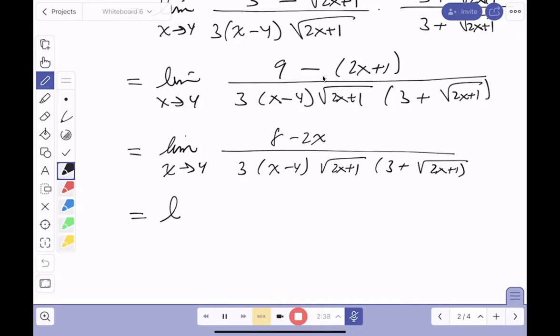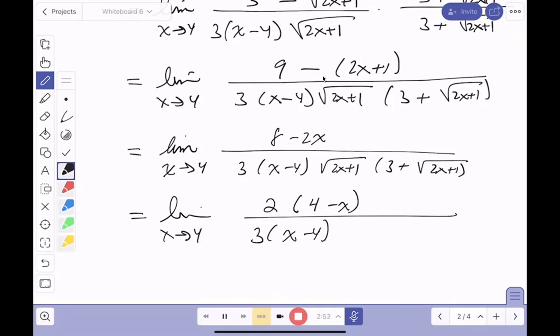What does that give you? That would give you 8 minus 2x, right? I'm still in trouble. Well, I'm going to keep moving. I'm going to factor a 2 out. And what do you get? 4 minus x. What do you get in bottom? 3, x minus 4, root 2x plus 1. 3 plus root 2x plus 1.